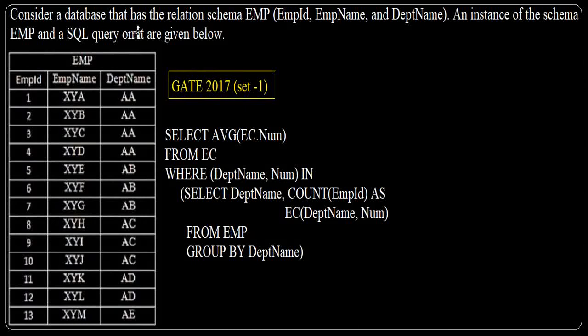Okay, now let's check this question. Consider a database that has a relation schema EMP: employee ID, employee name, department name. An instance of the schema EMP and an SQL query is executed on it.